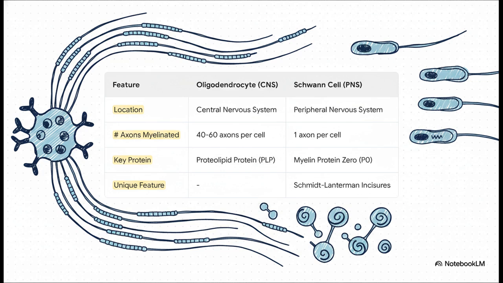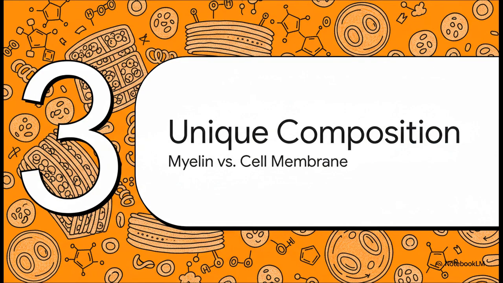This table also points out other differences, like their key structural proteins and unique features, such as the Schmidt-Lantermann incisures you find in the PNS. These architectural distinctions help explain why certain diseases selectively target either CNS or PNS myelin. We'll now shift our focus from the cellular to the molecular level. Myelin has a highly specialized composition that really sets it apart from other biological membranes.